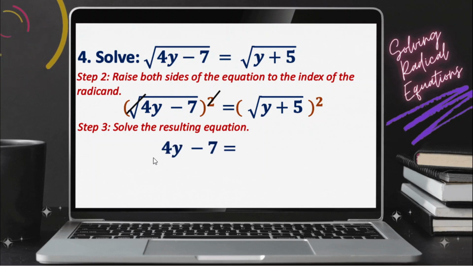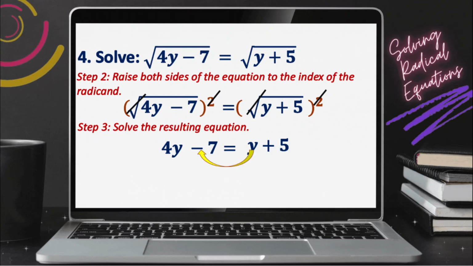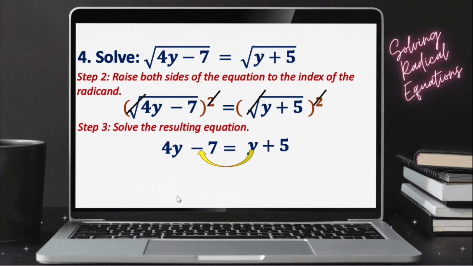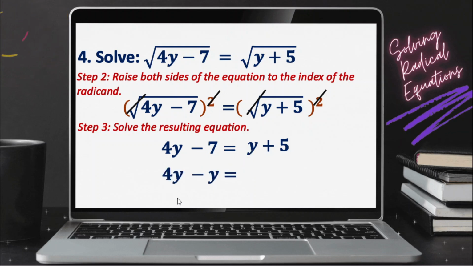Magkakaroon tayo ng 4y minus 7. Ganon din dito sa kabila. Ika-cancel out ang radical sign dahil naka-squared na. So, magkakaroon tayo ng y plus 5. Transpose natin si y dito sa left side of the equation para magsama sila ng 4y. So, 4y minus y. So, saan galing si negative y? Dito kay y. Tinranspose.